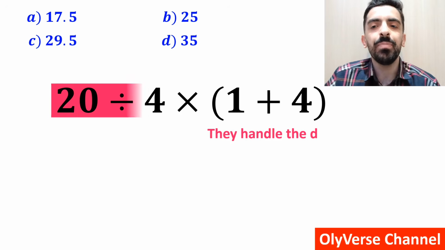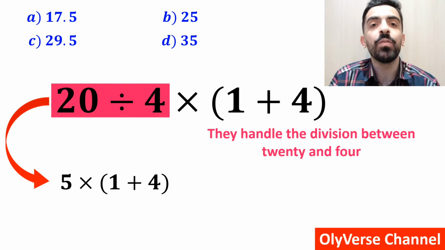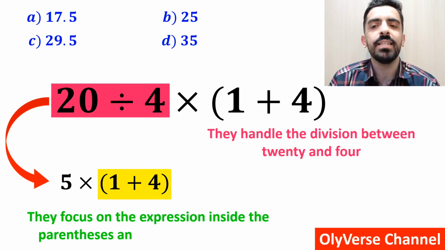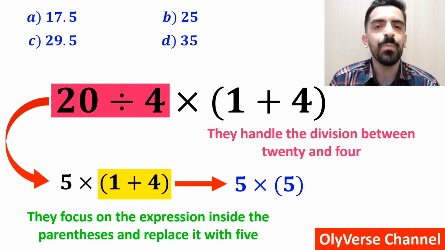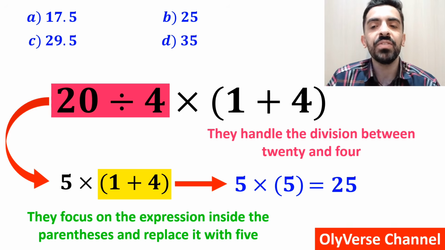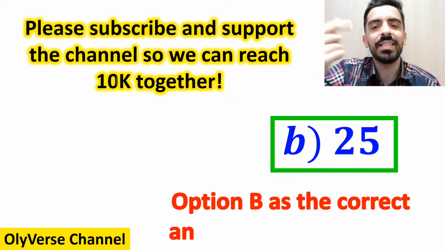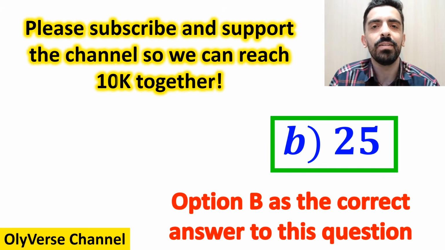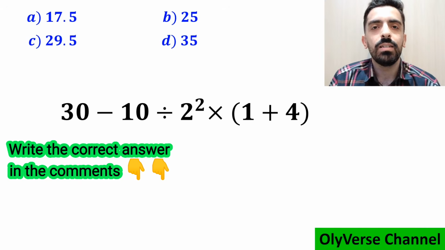Then they handle the division between 20 and 4 and replace this with 5 multiplied by 1 plus 4 inside the parentheses. In the final step, they focus on the expression inside the parentheses and replace it with 5. So this expression becomes 5 multiplied by 5, which finally gives them the answer 25. Then they quickly look at the options and choose option B as the correct answer to this question. However, this answer is absolutely wrong.